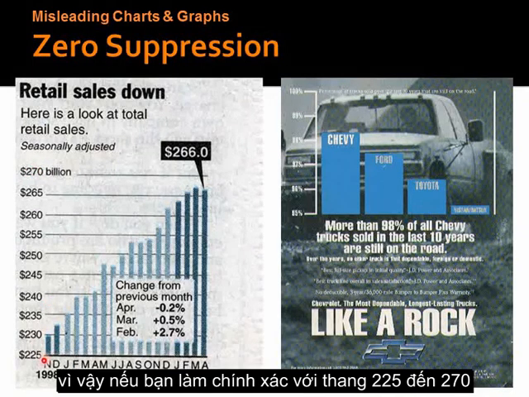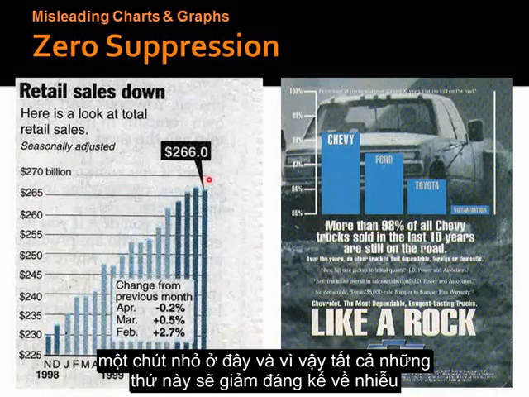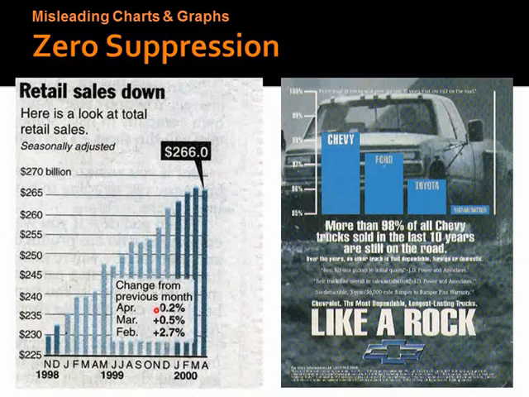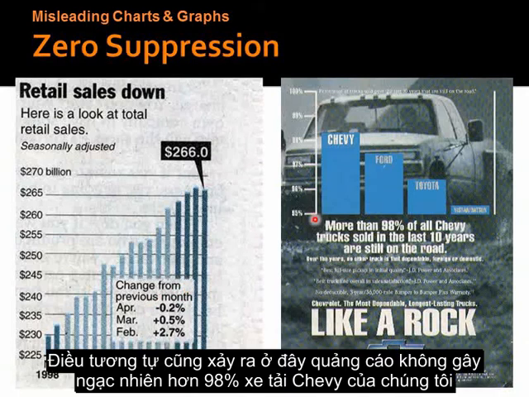So if you were to scale this correctly from 0 all the way to 270, this trend here would look more like this tiny little blip. All these things would be insignificant, lost to noise, but it puts things into their proper context. This is actually not a very significant number. Now the same thing happens here.